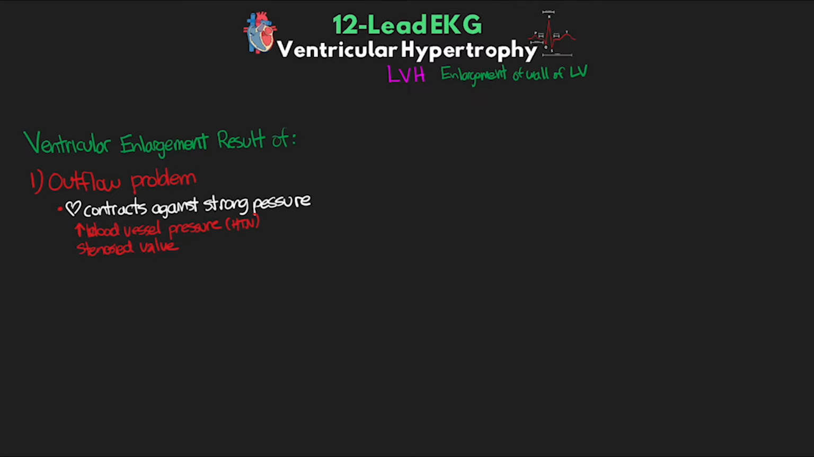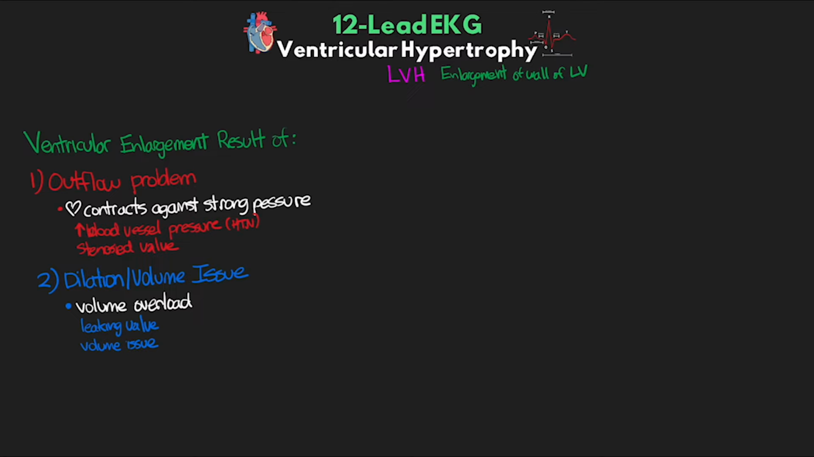Or we can see the enlargement as a result of some sort of dilation or volume issue. So this is a volume overload. And this could be like a valve that's leaking blood back into the heart after it's emptied, but some sort of volume issue that's going to lead to dilation and enlargement of that ventricle.